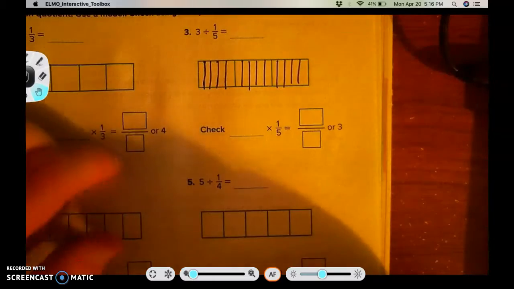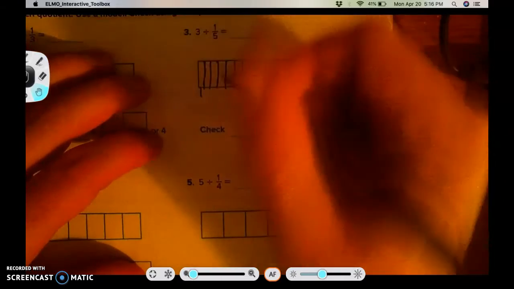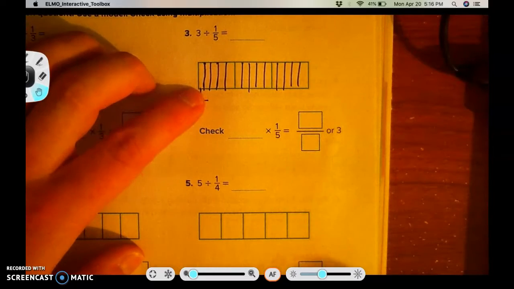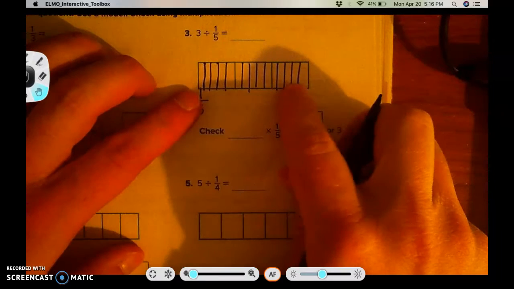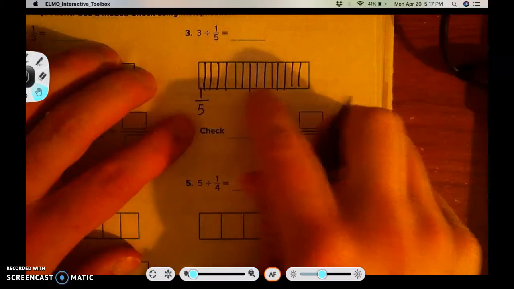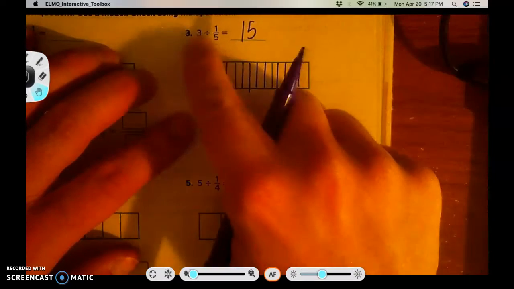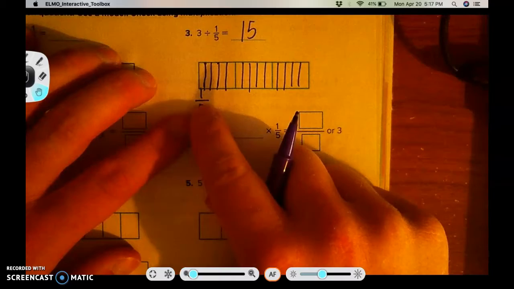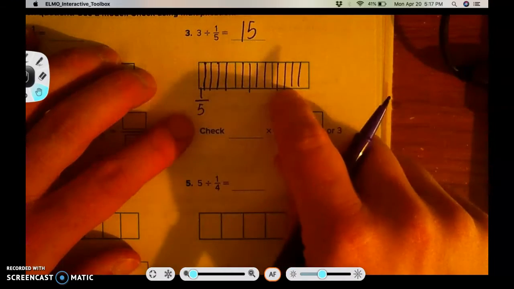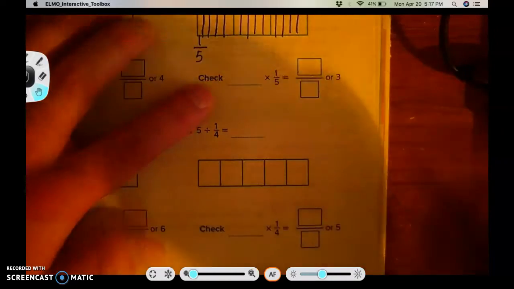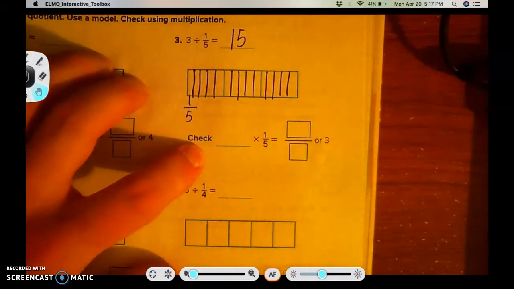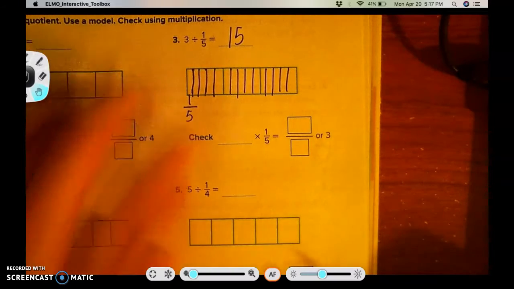So we want to ask ourselves how many total, so this piece here is 1/5. How many fifth pieces is it going to take to make up 3 wholes? Well, 5, 10, 15. So like I said, our answer is going to be larger because it takes more fifths to make up 3 wholes. And they want you to check it using multiplication.